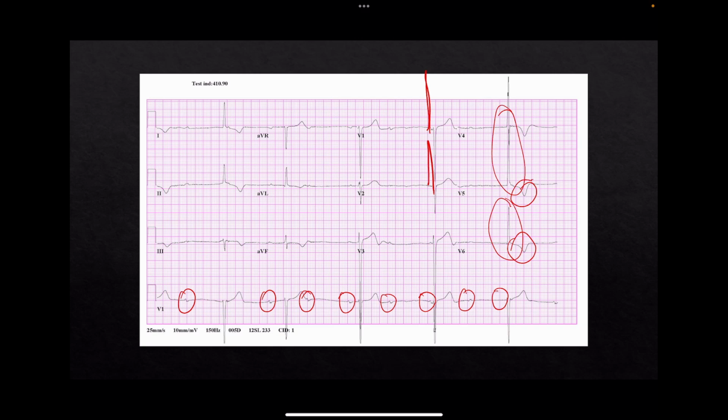Yes? Can't you also add the deep S wave? Yes, you can add them together. That's in our criteria, yes. You can add them together.